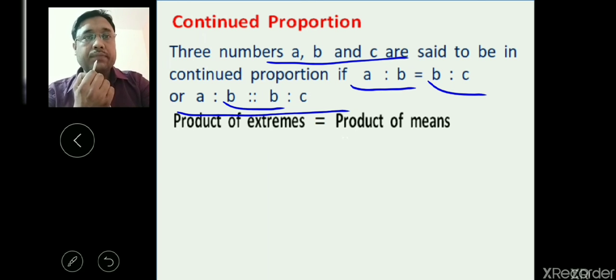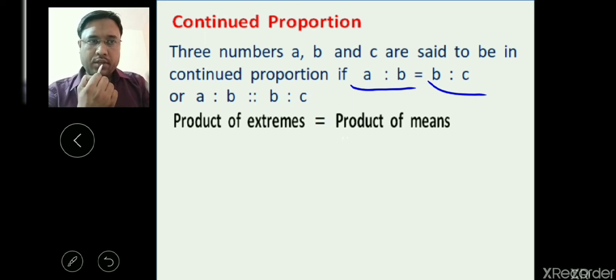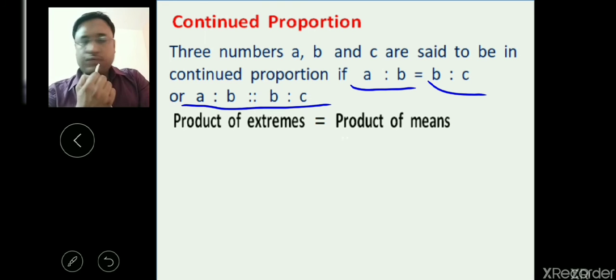Then you may write that product of extremes is equal to product of means. It is followed in any proportion. If you consider four numbers, and if you consider three numbers for continued proportion, then also it can be written as four numbers only, because the second and third number we are taking as the same number. Then after all there are four numbers only, so we can consider it as a proportion only.